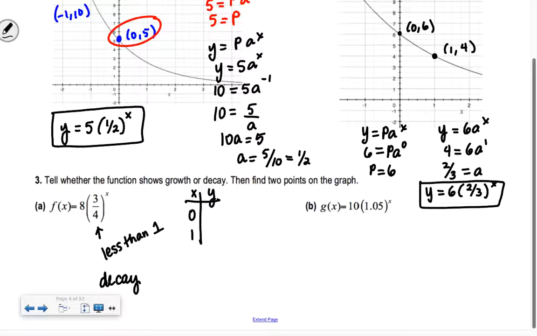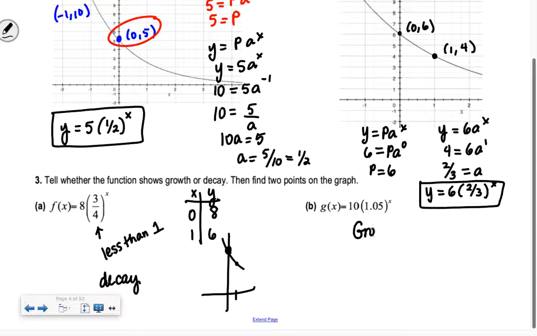Sorry. All right, so if I plug in 0 and I do 3/4 to the 0, I get 1, right? 3/4 to the 0 is 1 times 8. So when I plug in 0, I get 8. When I plug in 1, I get 8 times 3/4, which is 6. So do you guys see if you had 0, 8, and then you had 1, 6, that's why it's going downwards, right? We get that. So you can find a couple points if you need to. I think I had you guys find a couple points on your homework. Or I'm having you find a couple points. All right, how about this next one?